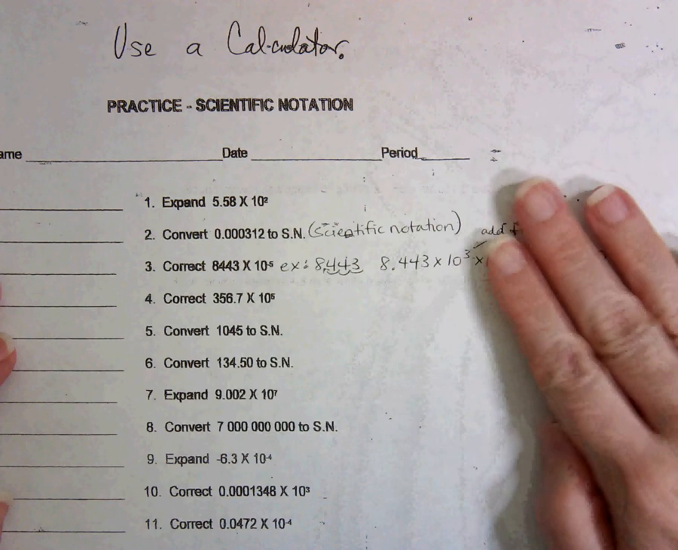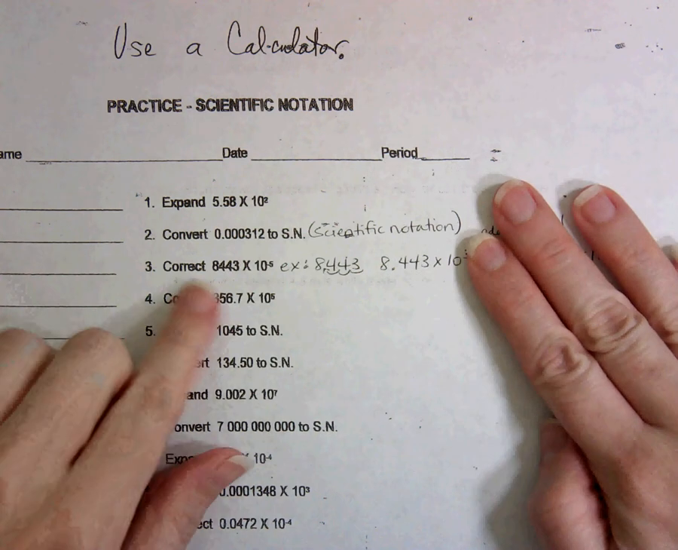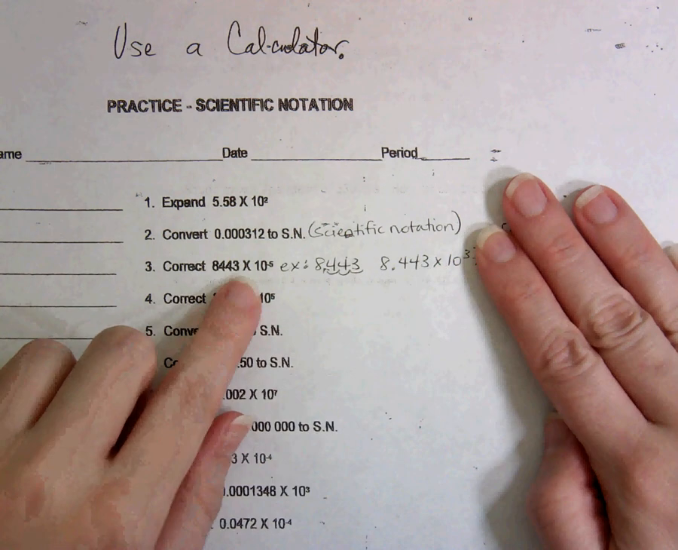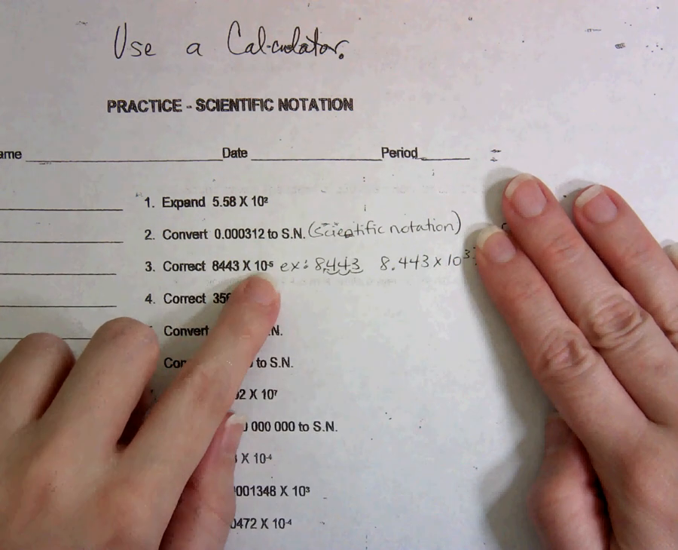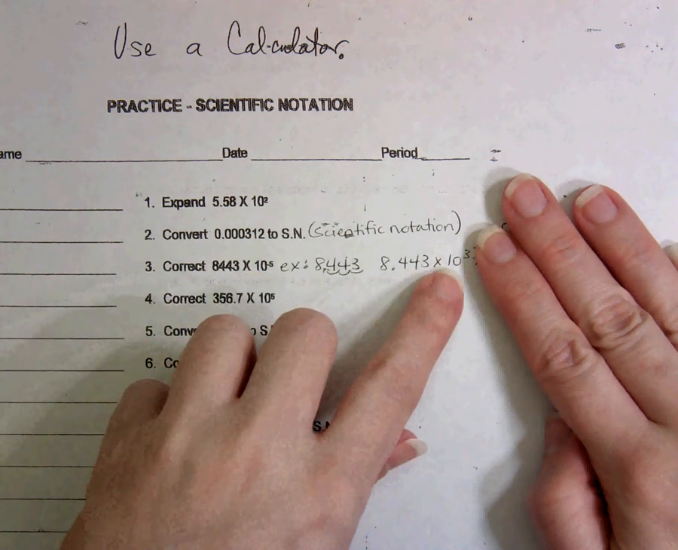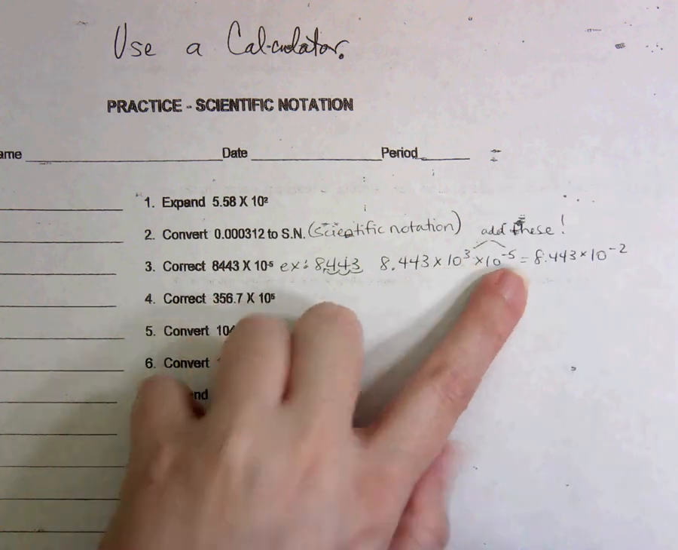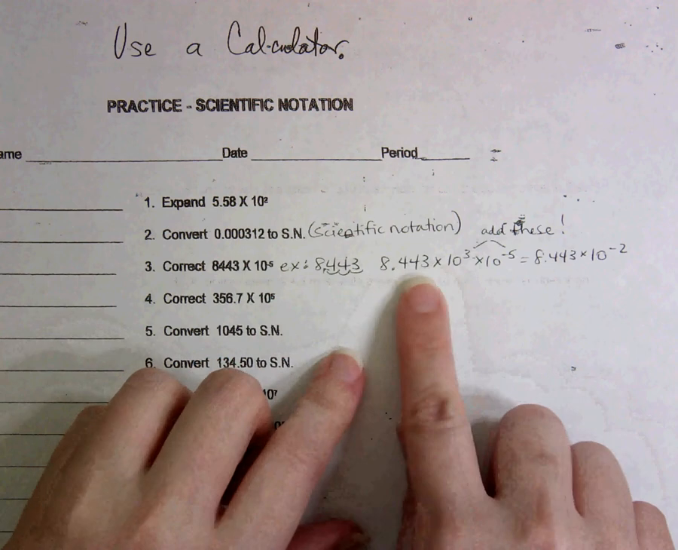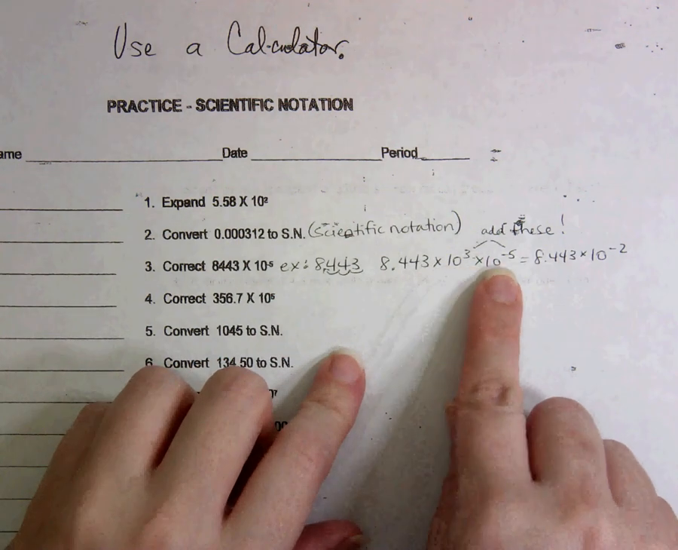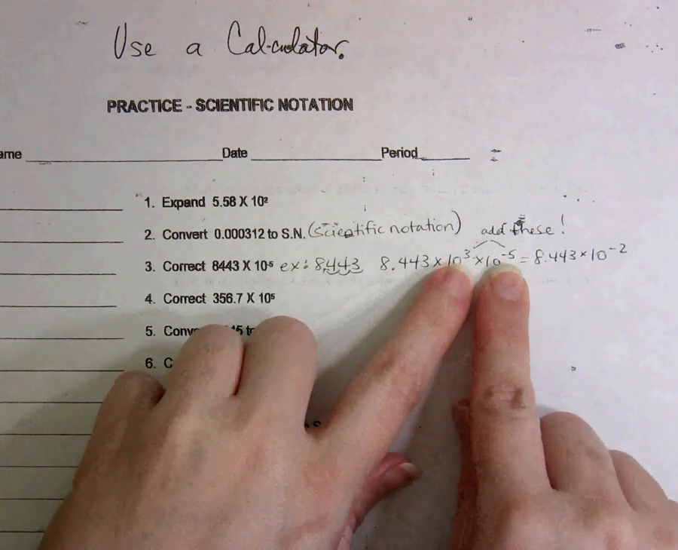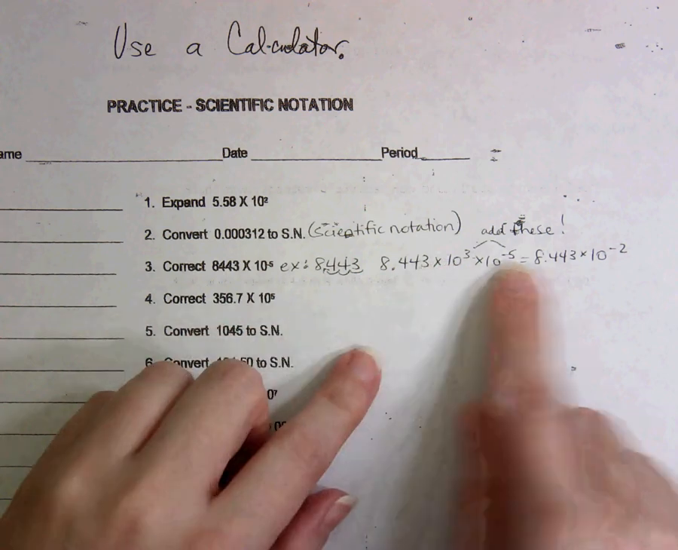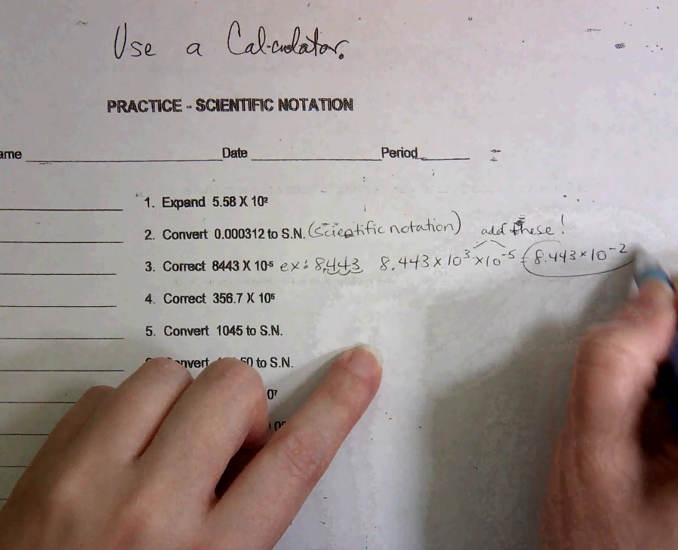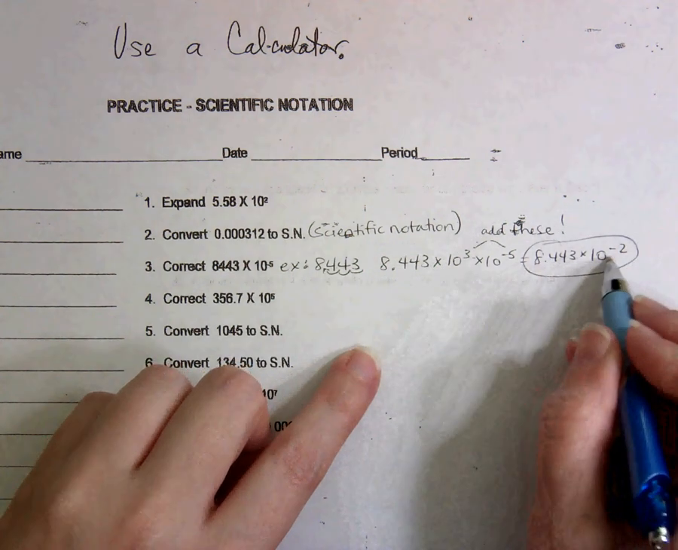After I've done that part, where I've said, okay, now I know that 8443 becomes 8.443 times 10 to the third, now I go back and pick up this times 10 to the negative 5th. So 8.443 times 10 to the third times 10 to the negative 5th. That's where I bring that from. Powers of 10 add together. 3 plus negative 5 is negative 2. So the correct answer for this question is right here, 8.443 times 10 to the negative second.